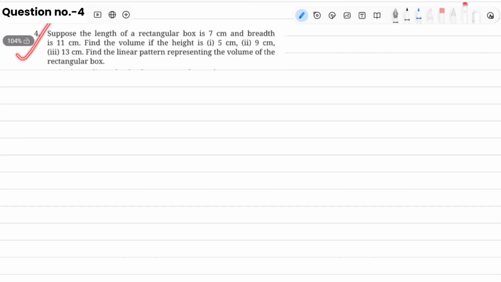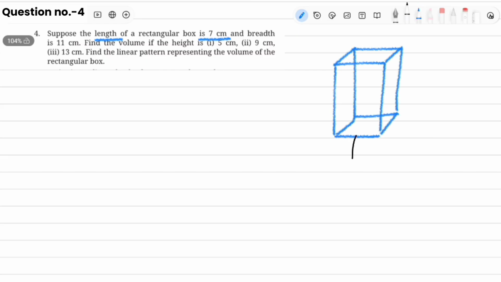So moving forward to the fourth question, it is given that suppose the length of a rectangular box is 7 centimeter and breadth is 11 centimeter. Find the volume if the height is 5 centimeter, 9 centimeter and 13 centimeter. Find the linear pattern representing the volume of the rectangular box. So it is given in the question that length of the rectangular box is 7 centimeter. So there is a rectangular box whose length is given 7 centimeter and its breadth is given to be 11 centimeter.